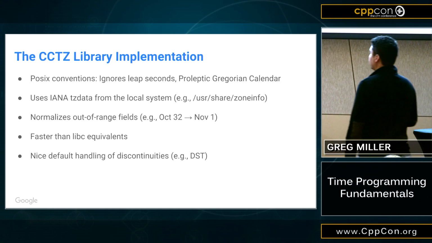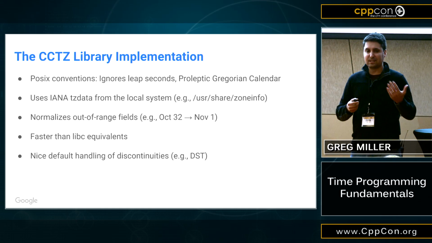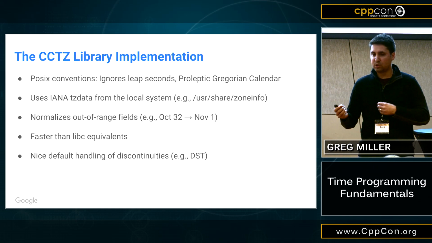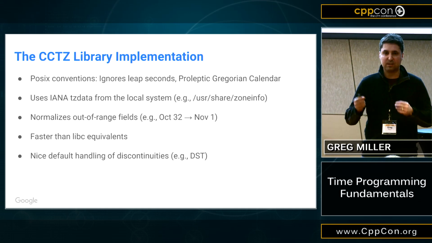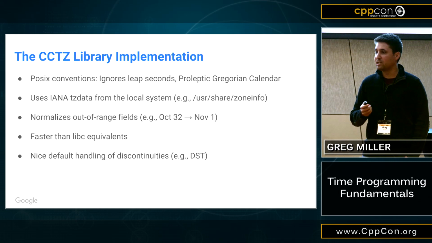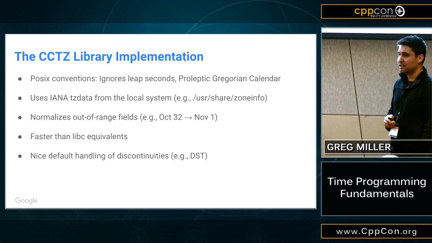It's faster than the libc equivalents. Now, we have run a bunch of benchmarks. It's hard to say for certain that on every machine, every compiler, every hardware, it's faster. So I'm going to say in every benchmark we have, it's faster. I don't think speed is the reason to use this or something like this, but it shouldn't be a reason not to use it.